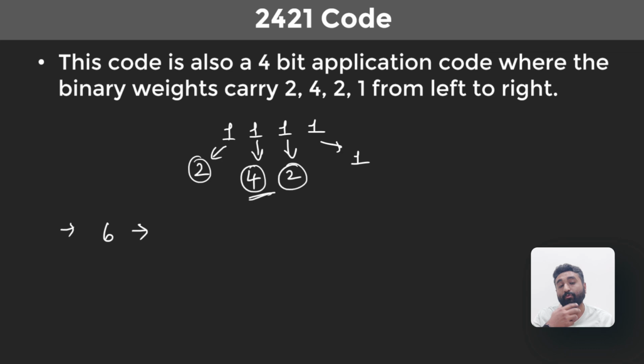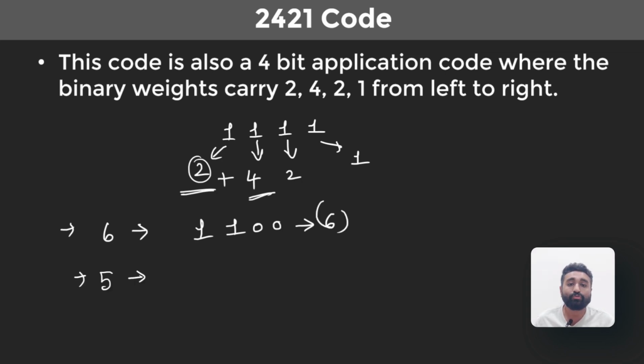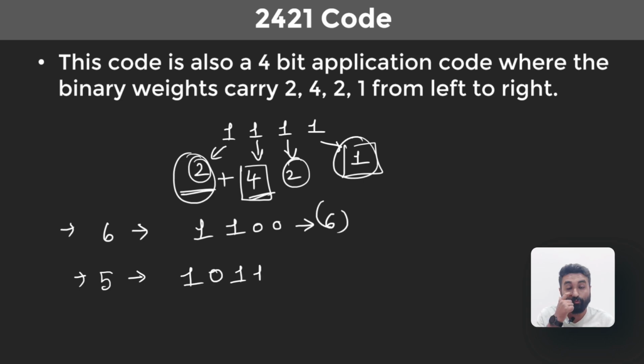But here we are creating a code that is quite different from the actual binary. So I will add the first 2, giving 1100, that is going to be my 6 as per the 2421 code. Similarly, if I want to make the code for 5, there are two options. I can add 4 plus 1, that is 5, but that would be 0101, which is quite similar to binary. So what else can I do? I can add 2 plus 2 plus 1, giving 1011, that is the code for 5 in the 2421 coding system.